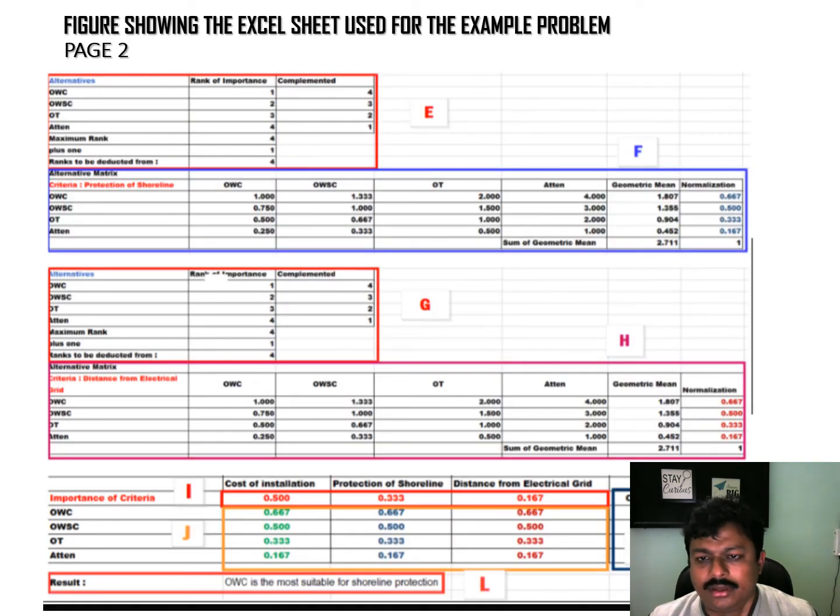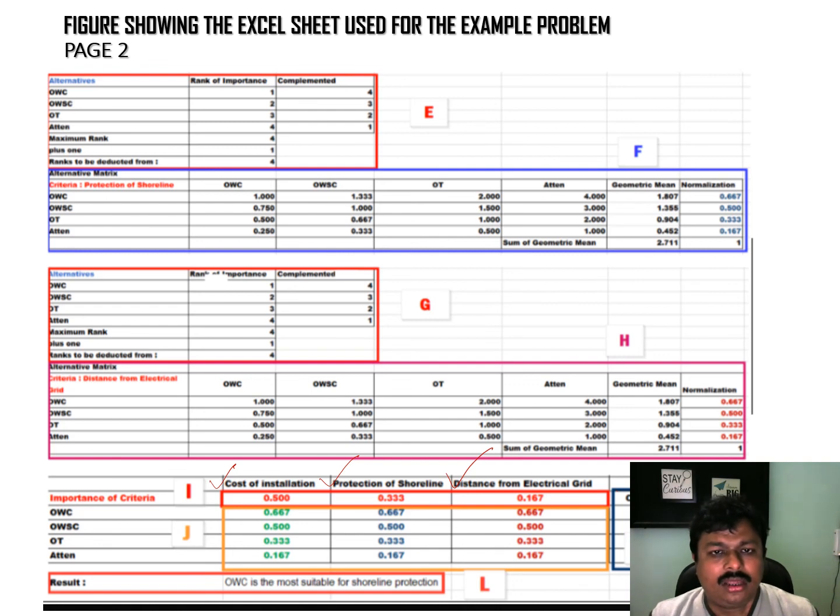So you see here we have used the rank, then the complement. Now after that comes the comparison, and so on. This is just a simple example where we show which wave energy converter is best with respect to three criteria: cost of installation, protection of shoreline, and distance from the electrical grid. So you can go through this example.